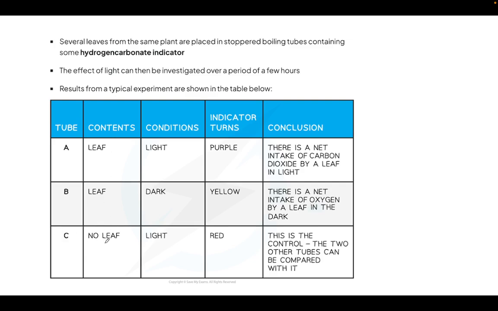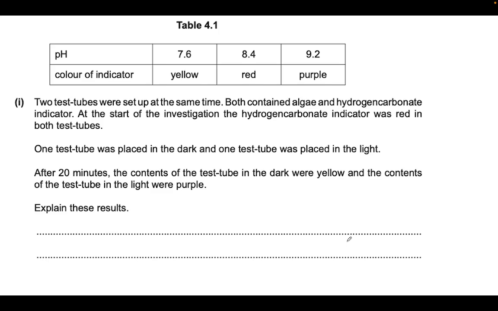Now, the content where we have no leaf, we have light, then it will turn red. It is the other atmosphere we talked about. Then we understand that there is equal conservation. Now, this is how they asked this question. It was out of 6 marks, so we need to get to understand.